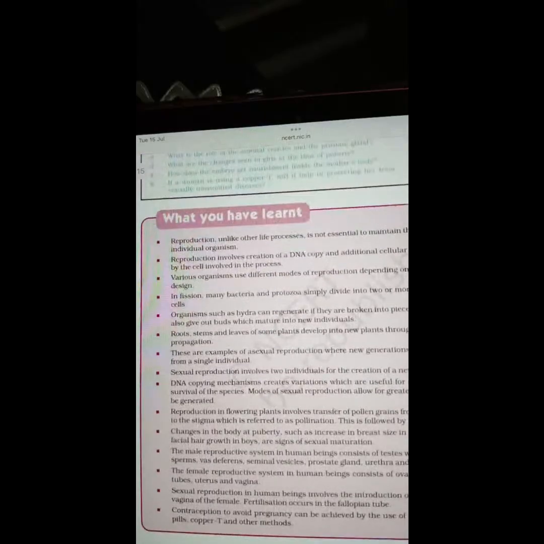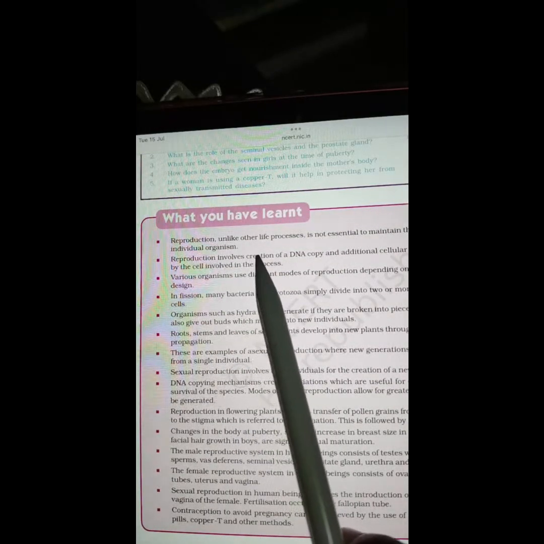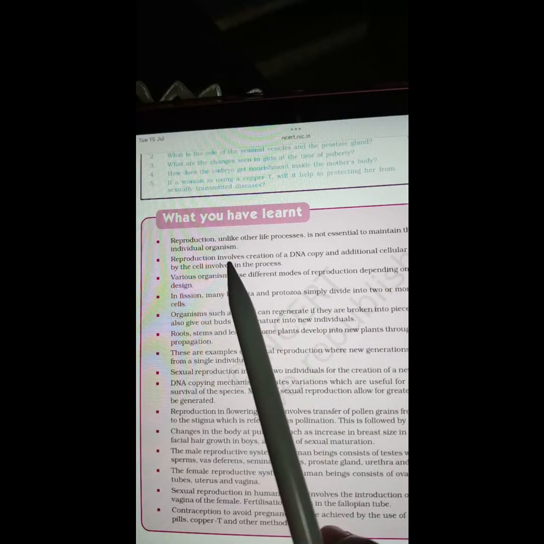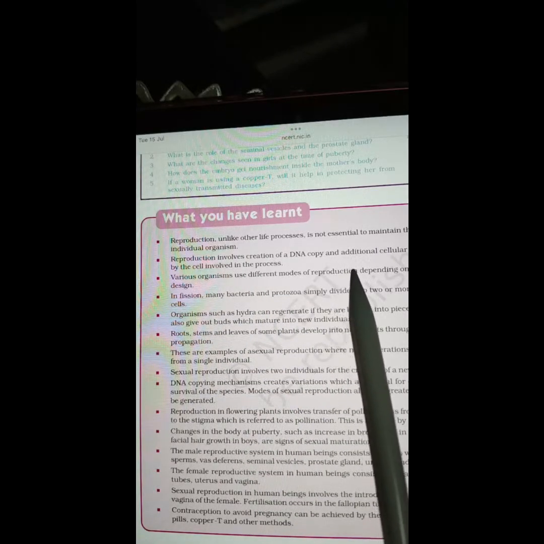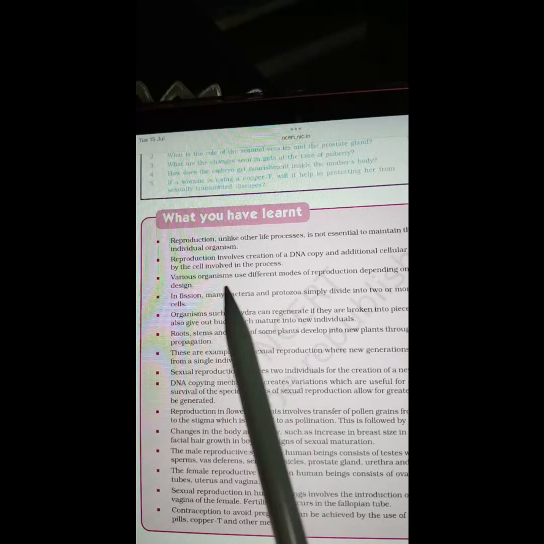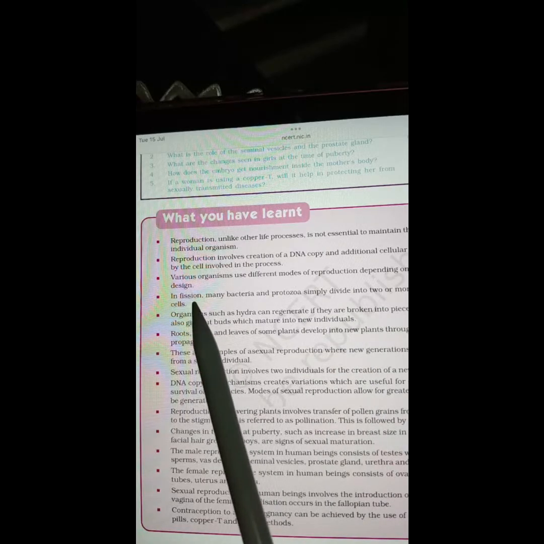So, before we end this live, let's read the summary. Reproduction, unlike other life processes, is not essential to maintain the life of an individual organism. Reproduction involves creation of a DNA copy and additional cellular apparatus by the cell involved in the process. Various organisms use different modes of reproduction depending on their body design.